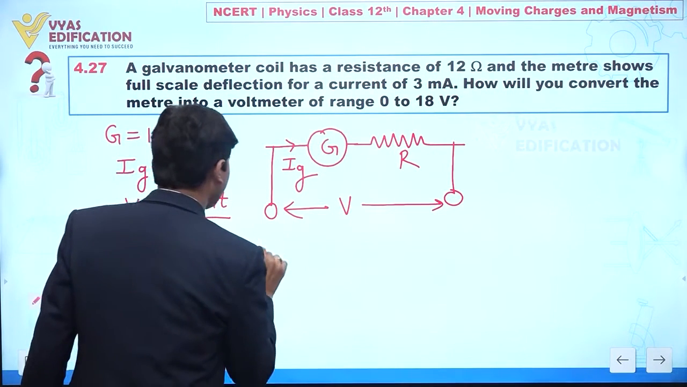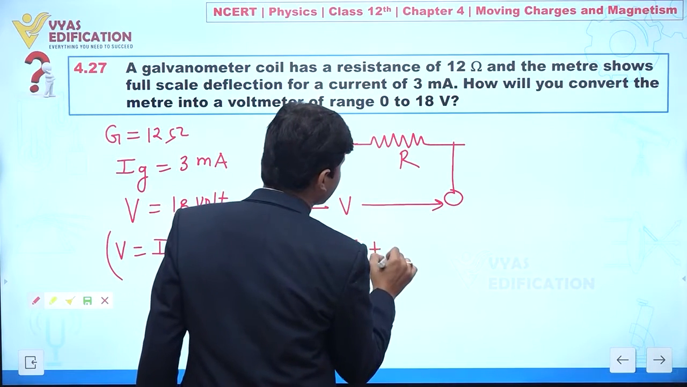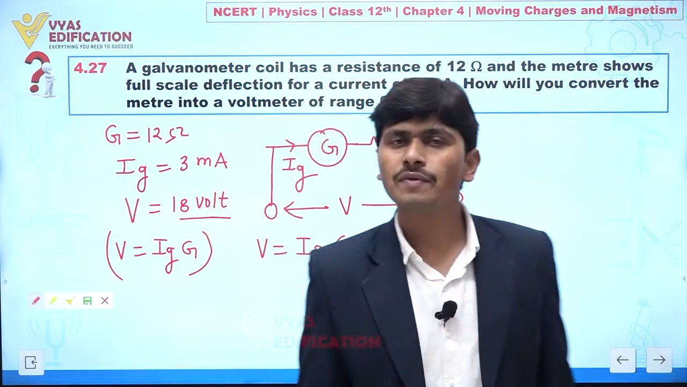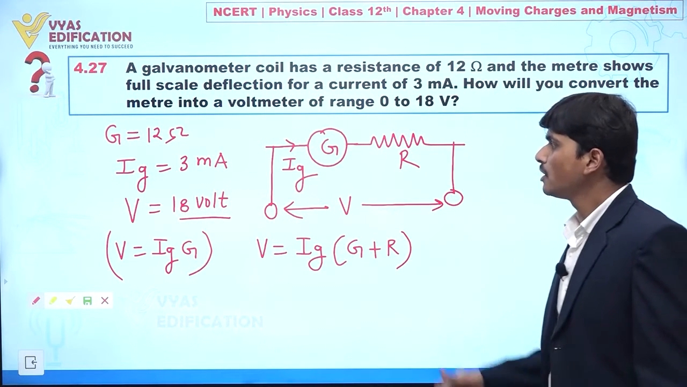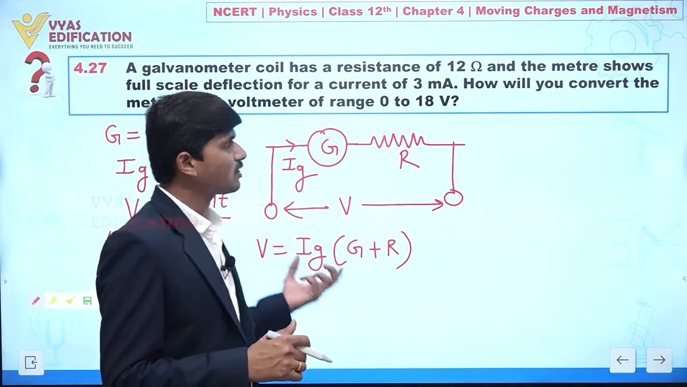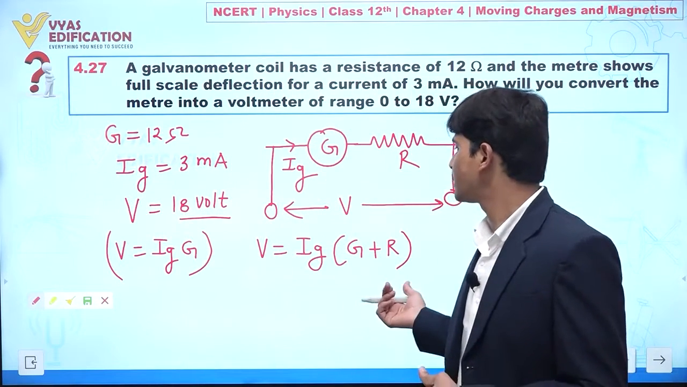So from here we can write V equal to Ig(G + R). So how can we convert our galvanometer into a voltmeter? If I connect a very high resistance in series, then we can easily convert. So what is our objective in this question? Our objective is to calculate the value of resistance, capital R.